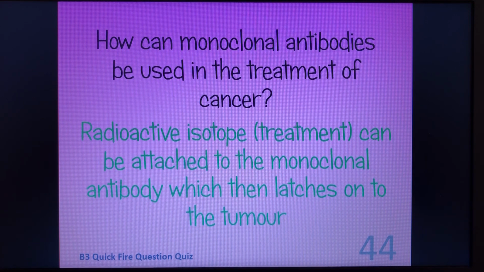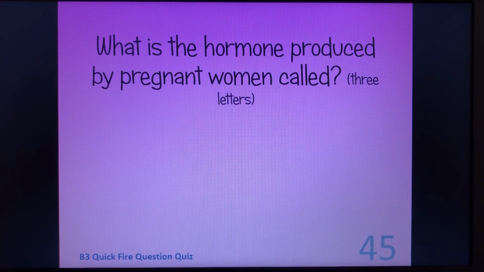Okay, question 45. What is the hormone produced by pregnant women called? Okay, it's 3 letters. It's used in pregnancy test kits. It latches onto the monoclonal antibody, and that's how we get that blue line on the pregnancy test kit. And the answer is HCG. Okay, we don't need to remember the long version of that.